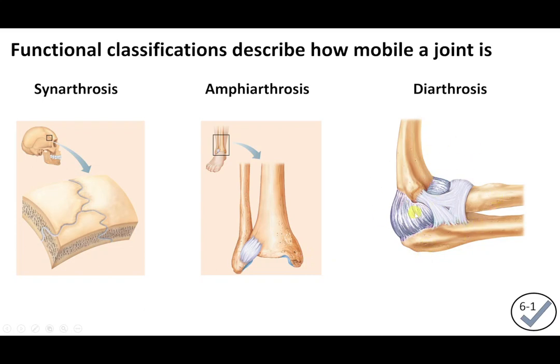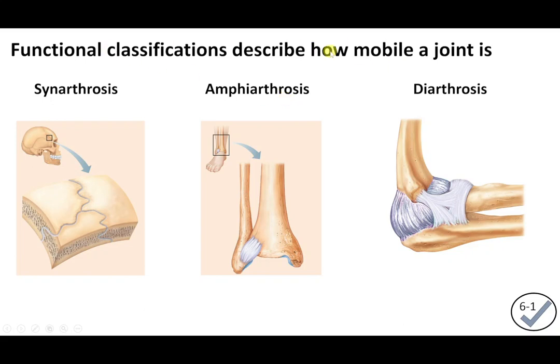So here we have an example of the elbow joint. This can basically go almost 180 degrees, right? All fully flexed and then fully extended down here, if you think about your forearm moving here. So this is a diarthrotic joint. So here we have our three functional classifications of joints.